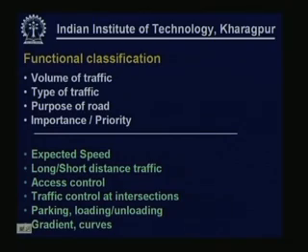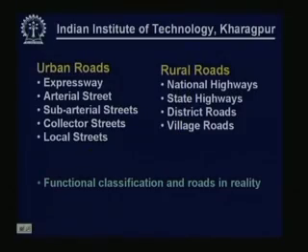minimized. Similarly, we can also define whether parking is allowed, whether loading and unloading is allowed, what kind of gradients are permissible, and what type of curves are permissible. Based on these criteria or elements, we can classify the road system. Now, let us look at the functional classification for urban roads as well as rural roads.